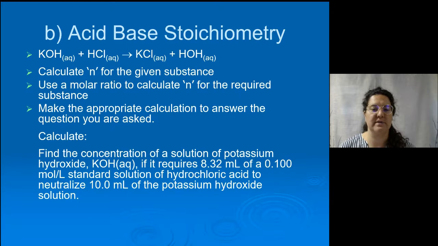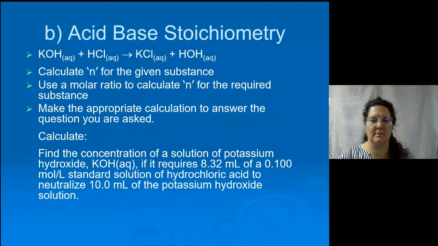Find the concentration of a solution of potassium hydroxide that requires 8.32 milliliters of a 1 mole standard solution to neutralize a hydrochloric acid solution that's 10 milliliters. To do this equation, we're going to use the formula C equals n over V twice. So first, we're going to calculate the moles in the solution of hydrochloric acid because we know our volume.